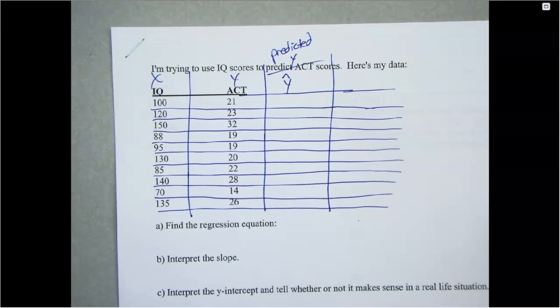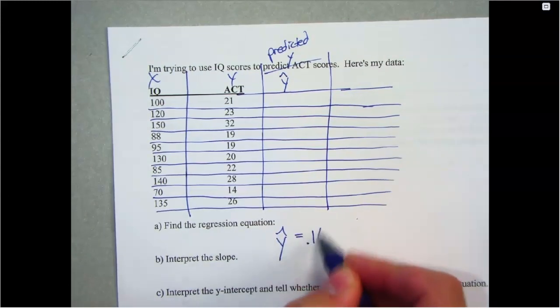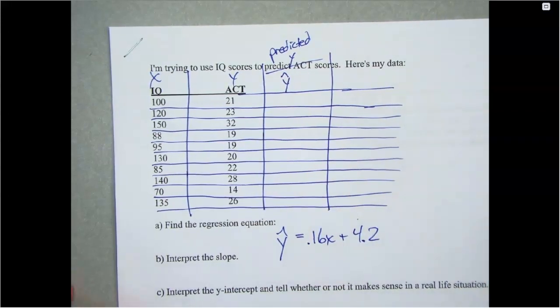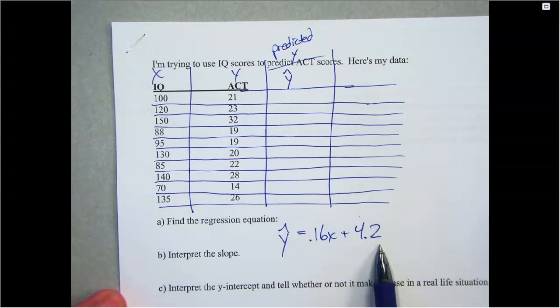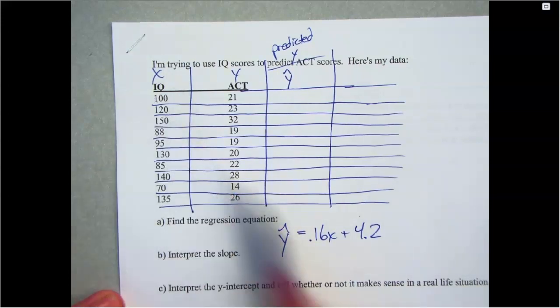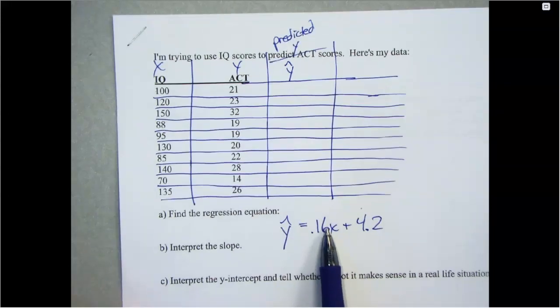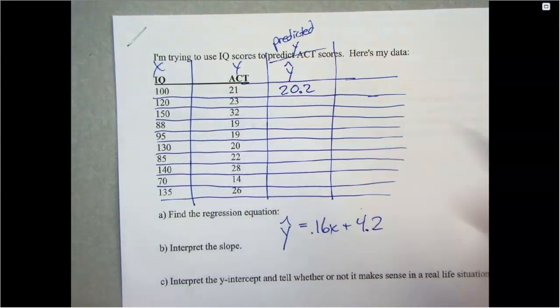Okay. So, the predicted values come from the regression equation. What we're going to do is take every IQ score and plug it into this equation. Let's do the first one together. I'm going to take 100 and plug it in to this equation. So 0.16 times 100 plus 4.2, and I get 20.2.